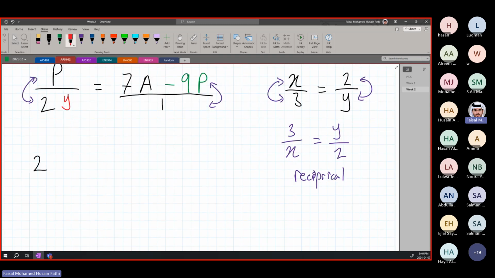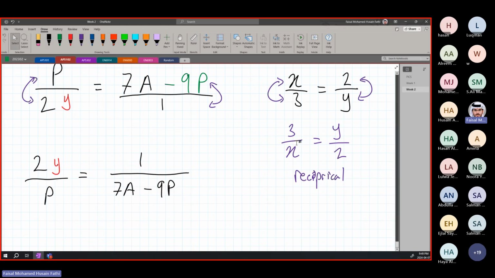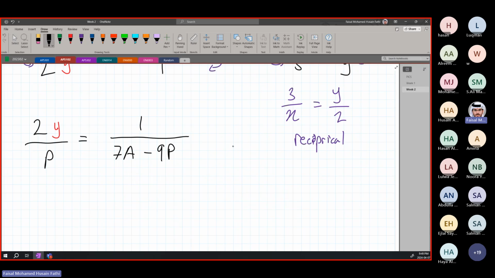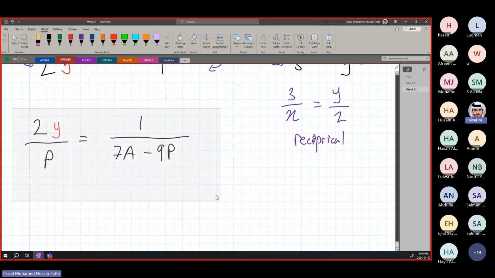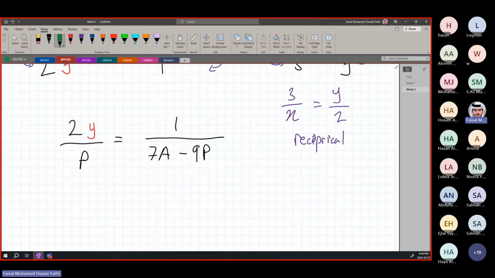This will become 2y over p is equal to 1 over, because the 1 now will go up, 7a minus 9p at the bottom. Now, we're not going to cross multiply. Why? Because we want y to be by itself. We just want to get rid of 2 over p. So do not cross multiply here because we're doing transposition. We're not trying to solve the equation. This is not a linear equation that we're trying to solve.